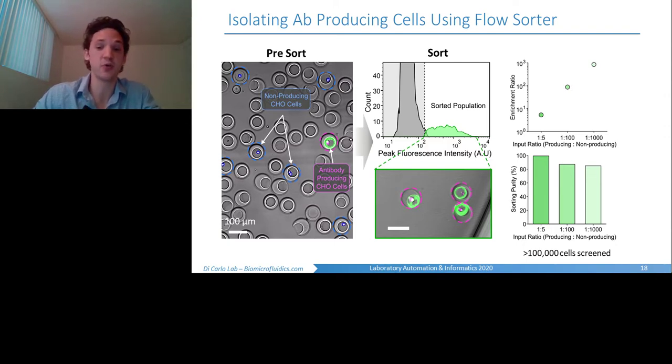And I guess another important thing to note here is that for this last condition, we had to screen over 100,000 cells within a single screen in a single day. So it is a very high throughput system.